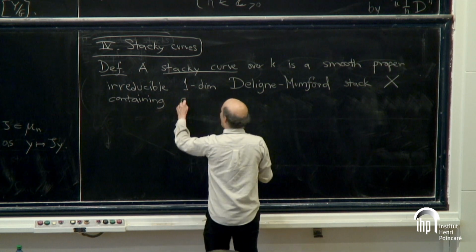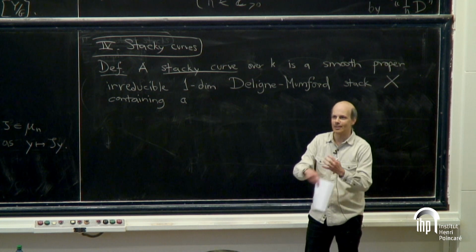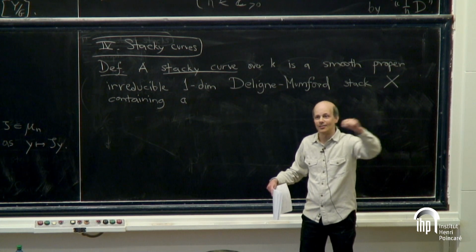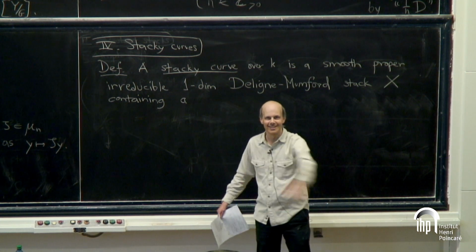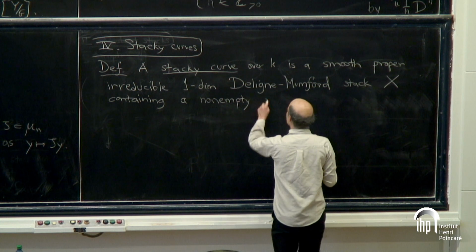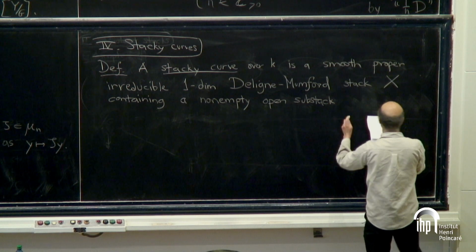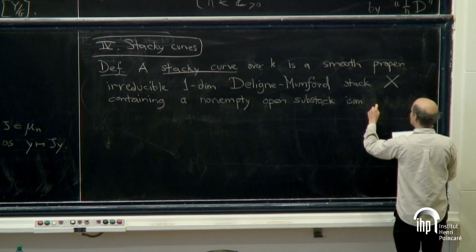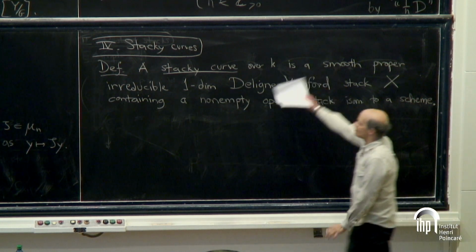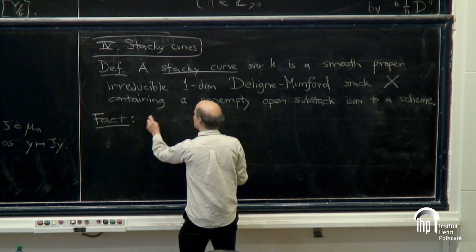I also want to assume that it's not the whole curve that is stacky. I don't want you to do something like take P1 and quotient by a group that acts trivially on the whole thing and make every point a stacky point. So I want to assume that there's a non-empty open piece of it that's actually a scheme that has no stackiness, so isomorphic to a scheme. Okay, so don't worry if these terms don't make sense. Let me tell you more concretely what these things look like.